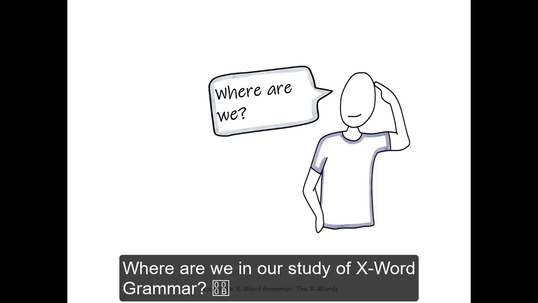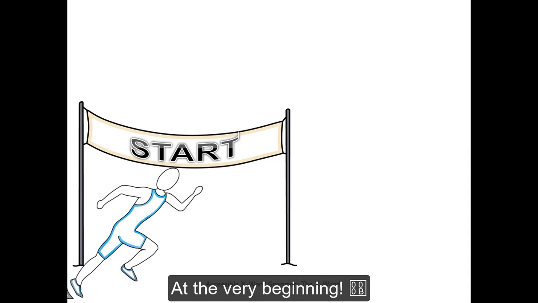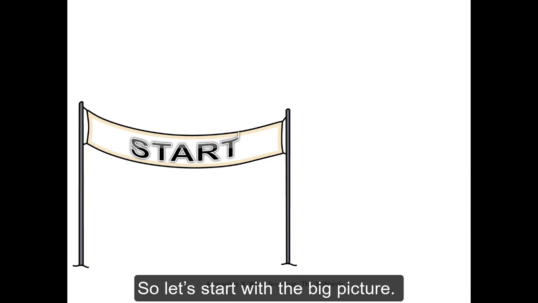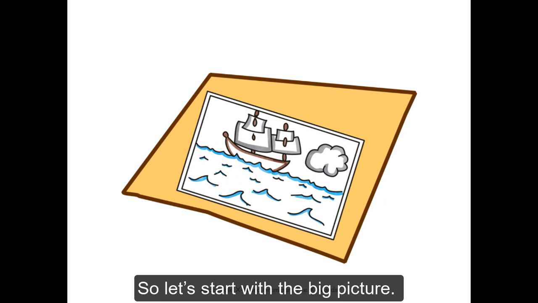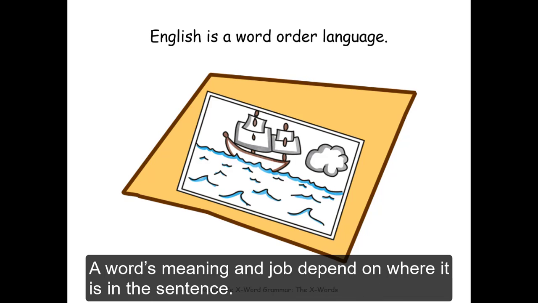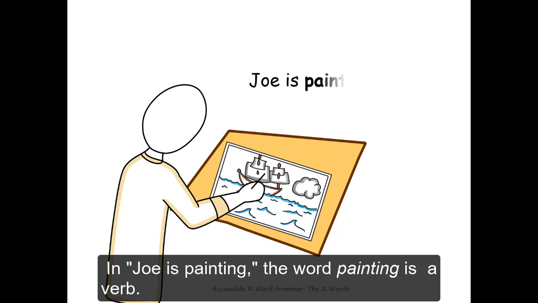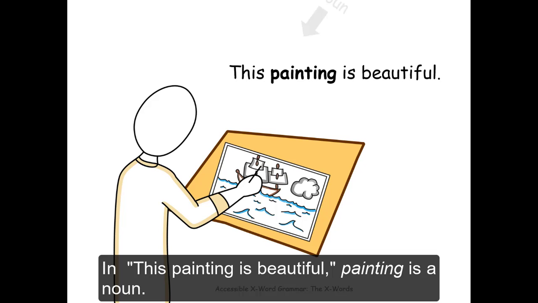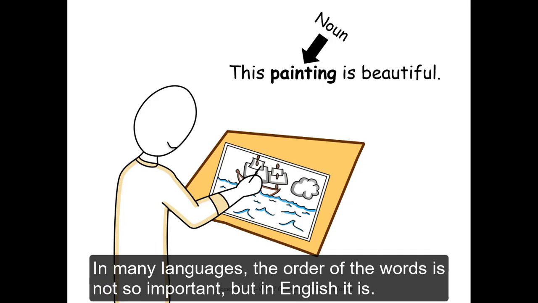Where are we in our study of XWord grammar? At the very beginning. So let's start with the big picture. English is a word order language. A word's meaning and job depend on where it is in the sentence. In Joe is painting, the word painting is a verb. In this painting is beautiful, painting is a noun. In many languages, the order of the words is not so important, but in English it is.